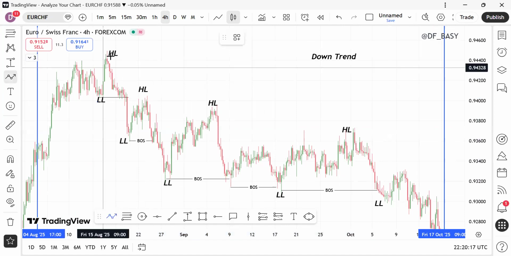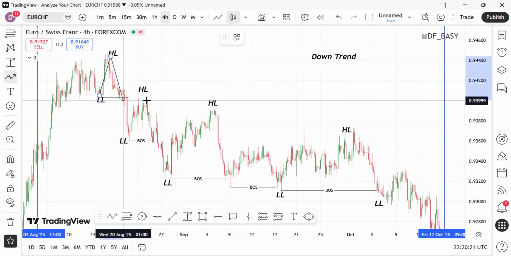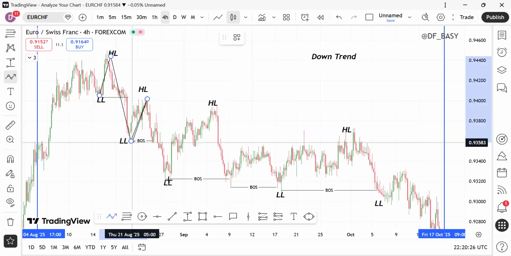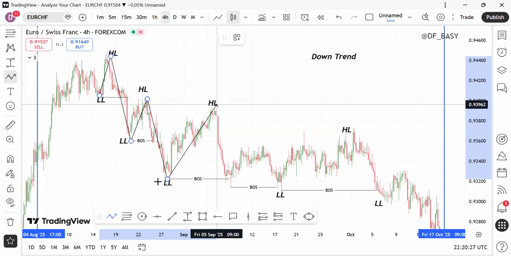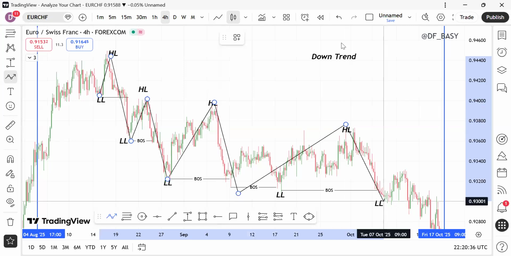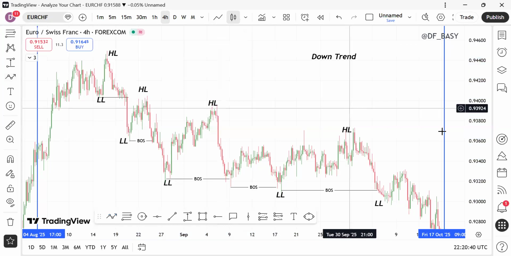So this comes up, breaks structure. It takes out this guy, breaks it down to the downside, comes back up, breaks this guy again to the downside, creates a higher low, comes back, takes out this guy, breaks this guy to the downside, comes up here again, breaks this guy to the downside, creating break of structure to the downside. Hope this is clear.